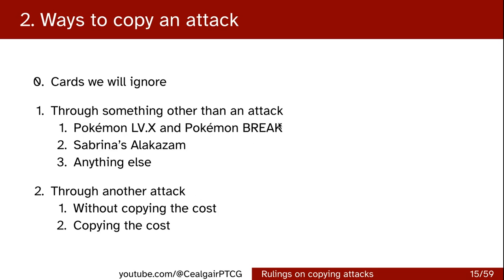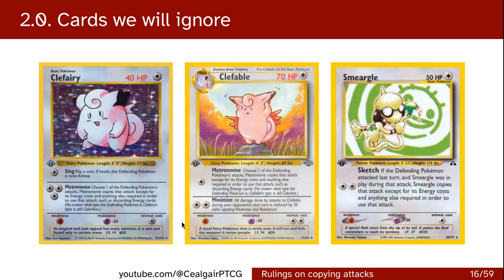The ways to do that other than another attack are Pokemon Level X and Pokemon BREAK, which I will group together since they work in almost the same way, basically. Then there's Sabrina's Alakazam, which is a bit of a special case that we will treat by itself. And then there's basically anything else, so any other non-attack. And there are two main ways to copy through another attack, which is without copying the cost of the original attack and instead copying it.